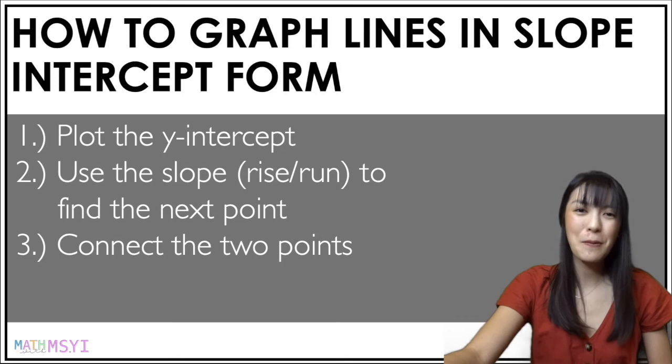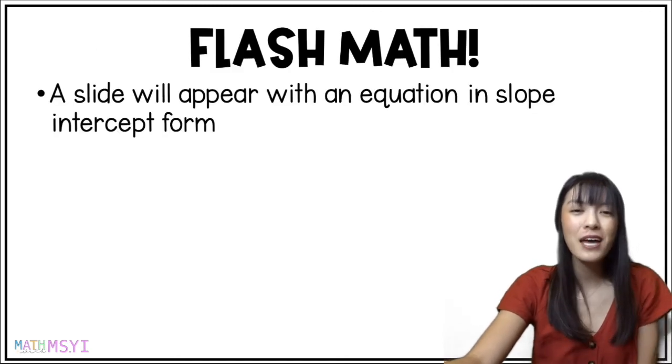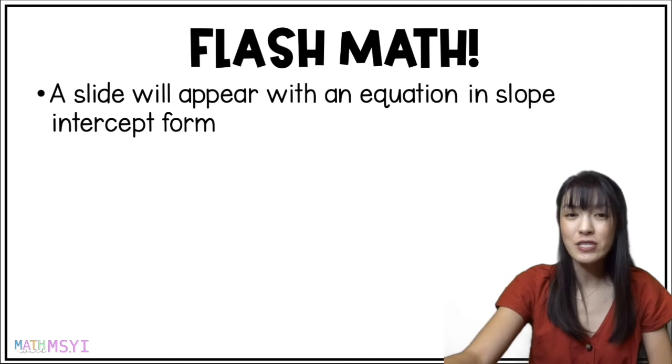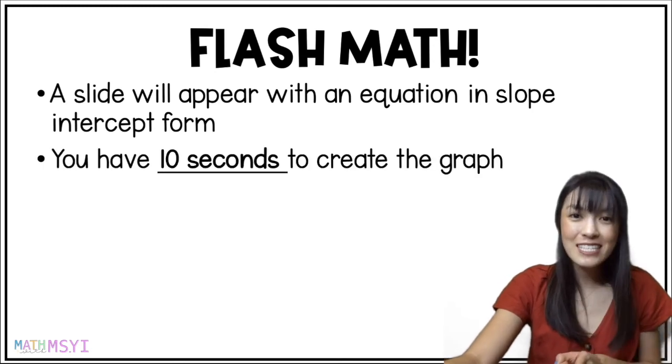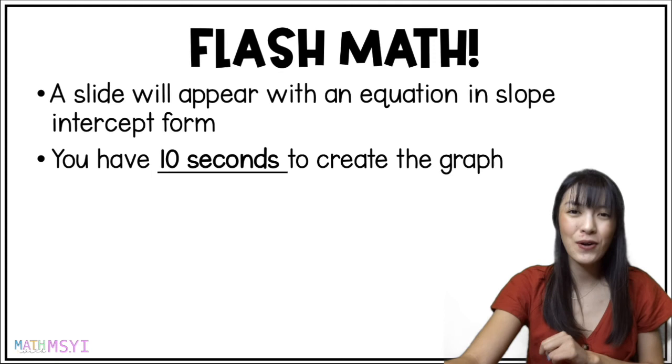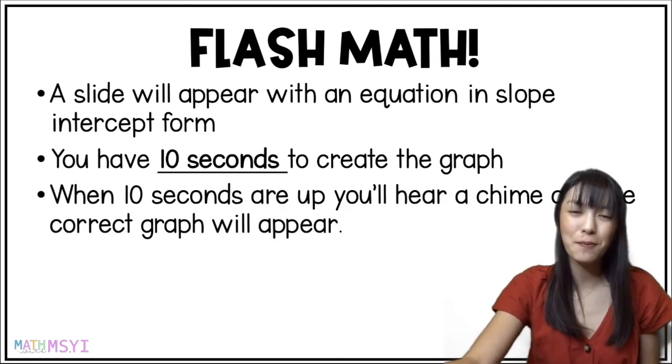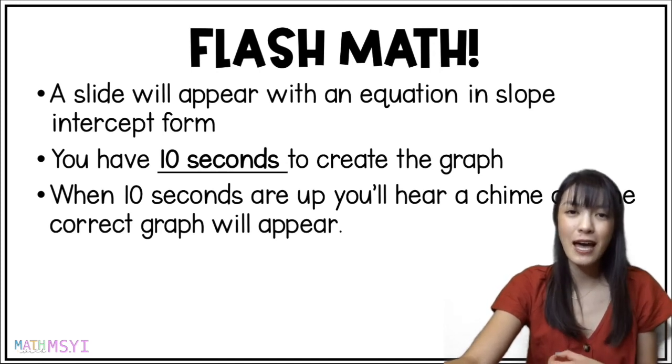Okay, let's move into some practice. So we're going to do some Flash Math. In Flash Math, you'll see a slide appear with an equation in slope-intercept form. You have 10 seconds to create the graph on your own. When the 10 seconds are up, you'll hear a chime and the graph will appear on the slide. Check your graph to the slide and make sure you are on the right track. Ready? Let's get started.